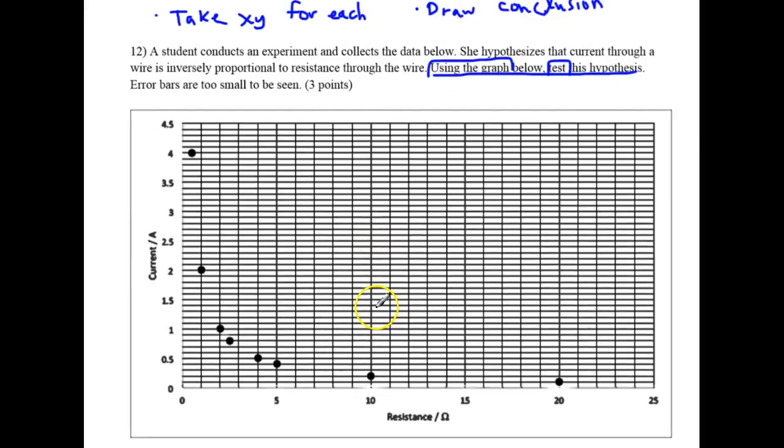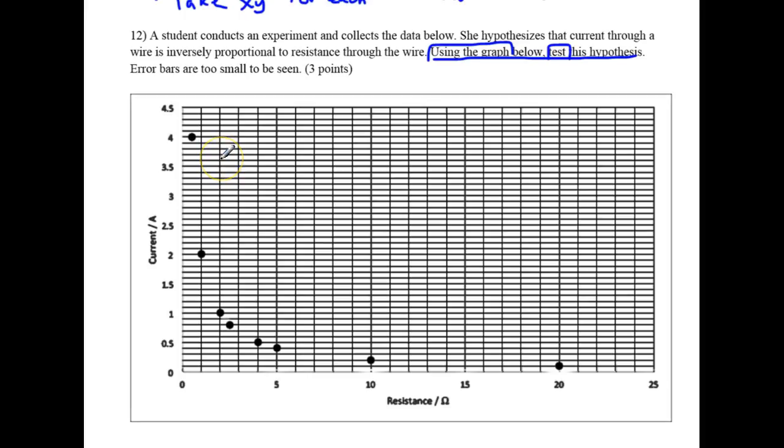Okay. A student conducts an experiment and collects the data below. She hypothesizes that current through a wire is inversely proportional to resistance of the wire. Using the graph below, test the hypothesis. Error bars are too small to be seen. The first thing is current. We use a capital I for current. We use R for resistance. We haven't learned that yet. That's okay.